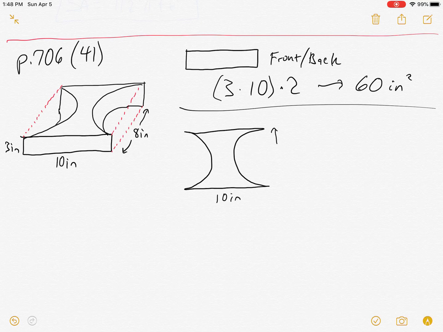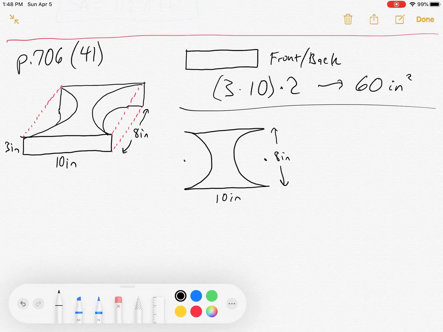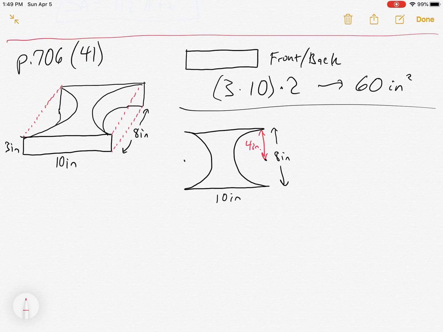This is 10. And we know this is 8. The 3 doesn't matter here. That is like the center of the circle. So the radius of the circle is 4 inches.